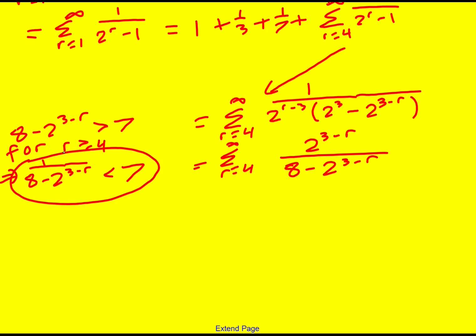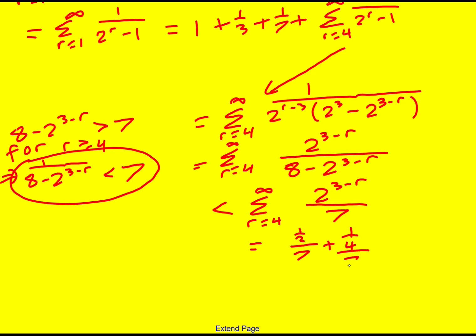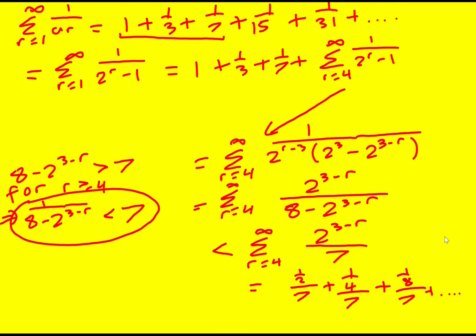Because this is true, then that means that this will be less than the sum from r equals 4 to infinity of 2 to the 3 minus r over 7. And that is equal to a half over 7 plus a quarter over 7 plus an eighth over 7 and so on. And therefore the result follows.